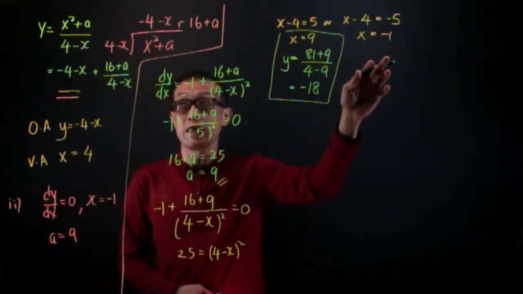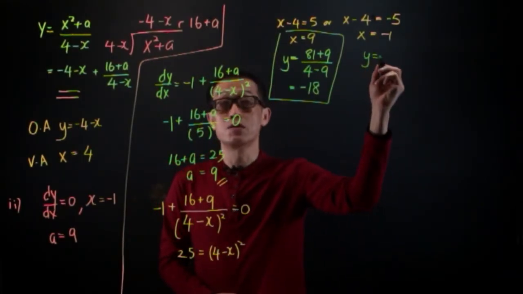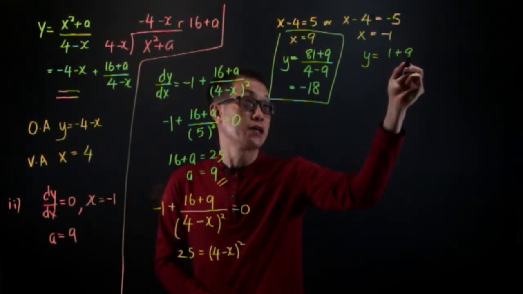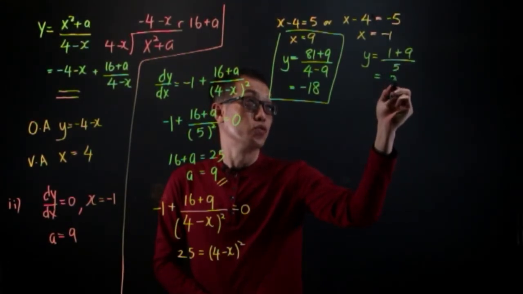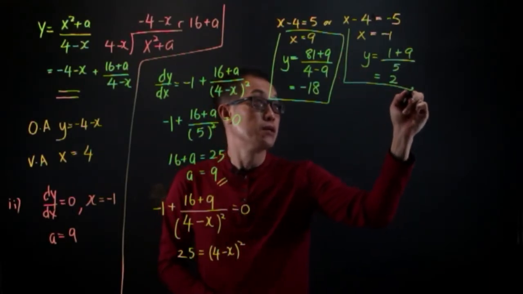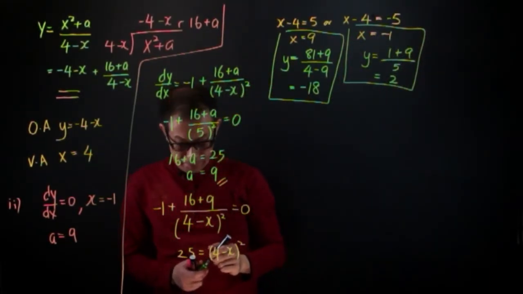Now the other one, when x equals minus 1, what is the value of y? You have y equals (1 plus 9) over 5, and you get 2. So this will be the other turning point.